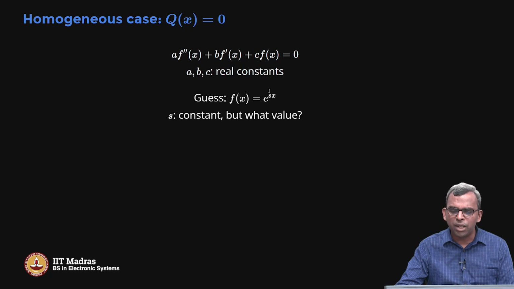Okay, but what value do you take for s? Okay, so that's going to depend on a, b, c, right? The value of s here will depend on a, b, c. In what way? How do you do it?